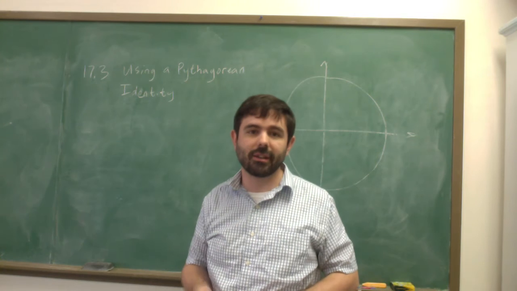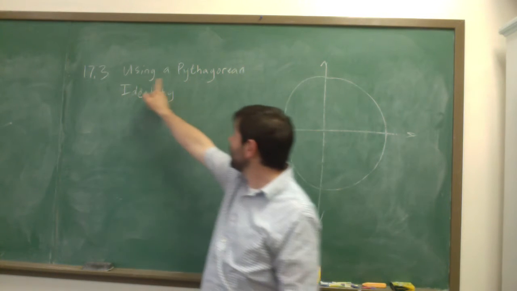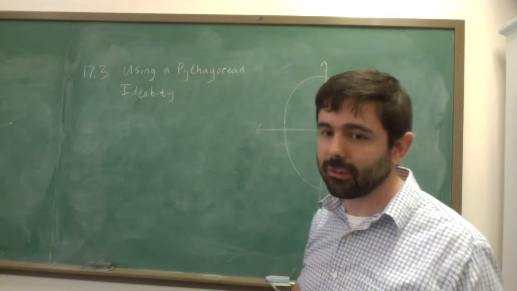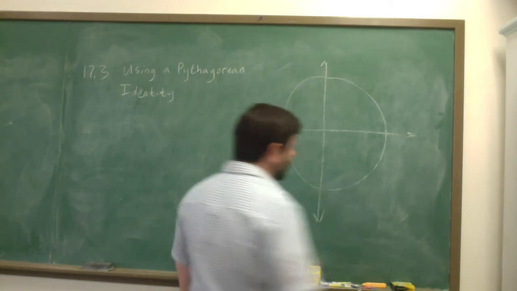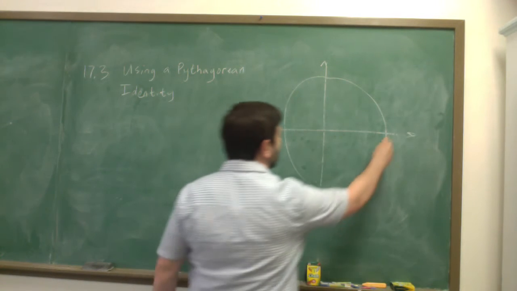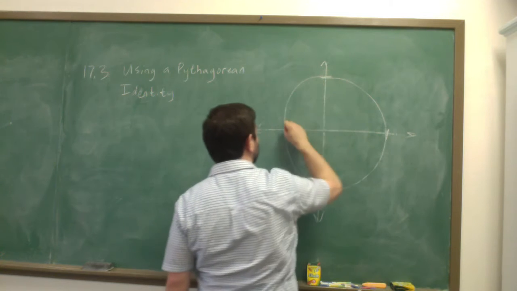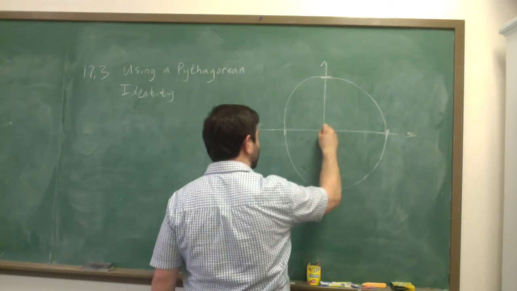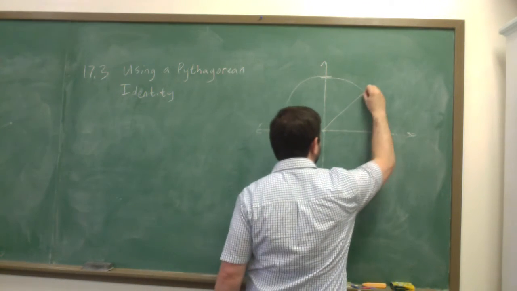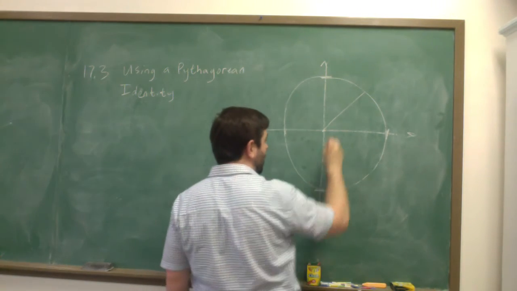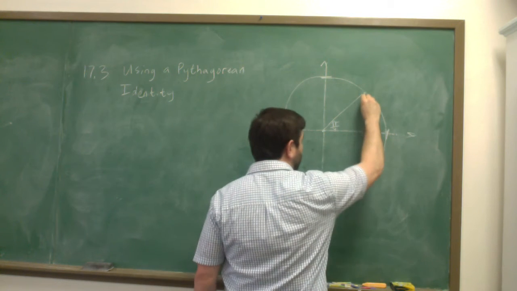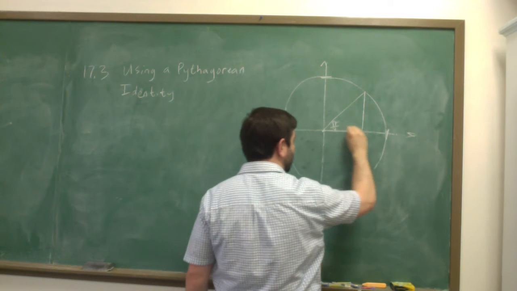Today we are doing lesson 17.3, using a Pythagorean identity. This is one of the most interesting lessons that I personally find about this topic. I love it. So let's take a look here. This is our unit circle. It has a radius of 1 centered around the origin. If we take a look at a 45-degree angle, or if you remember, it's pi over 4, we draw our triangle and connect it down to the x-axis.